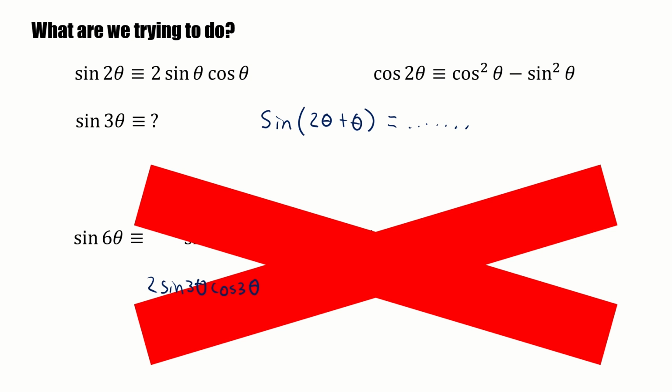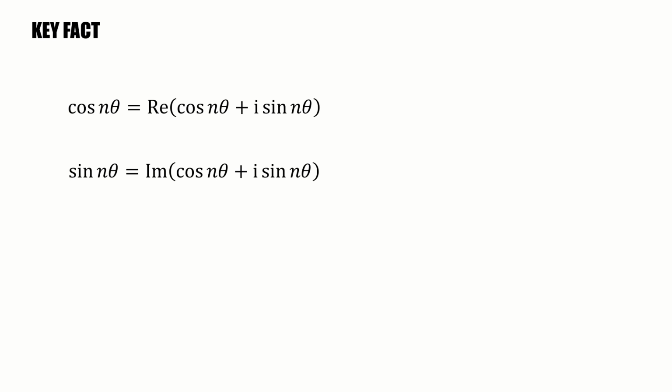So, that's what leads me on to what we're doing today. We're basically trying to find the identities for these functions if there are higher numbers of thetas inside, without having to use 500 different trig identities in order to do it. So, what do you need to know in order to be able to do it? Well, you need these key facts. You need to know that cos of n theta is equal to the real component of the complex number cos of n theta plus i sine of n theta. And then similarly, sine of n theta is just the imaginary component of that same complex number.